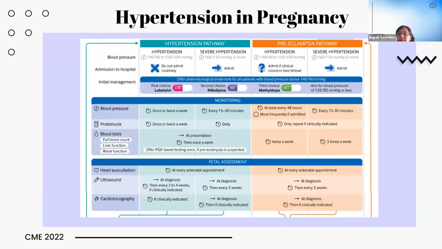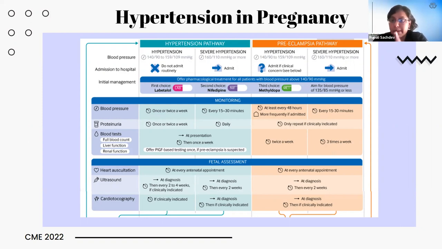Okay. Hypertension in pregnancy, again, very important. It's important to know which antihypertensives are safe for women and what do you start with. Blood pressure 140/90 to 159/104 is hypertension, you do not need to admit them, but severe hypertension above 160/110 needs to be admitted. You start with your initial management on antihypertensive. Your first choice is labetalol, second is nifedipine, and third is methyldopa. What you're trying to aim for is you want their blood pressure to come down to 135/85 or less.